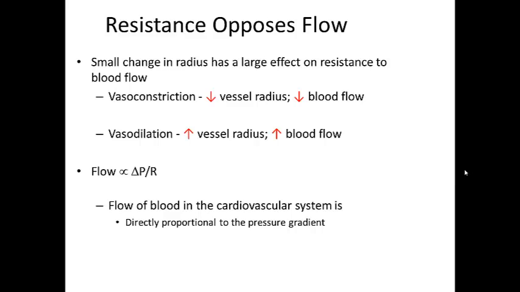Like we said before, flow is going to be proportional to the pressure gradient divided by the resistance. So we're just putting together our two concepts here. Flow is basically equivalent to delta P over R, the change in pressure from one end of the tube to the other divided by the resistance of that tube.